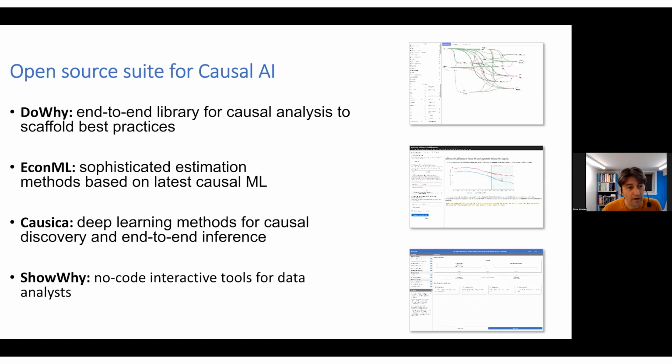In addition to DoWhy, our suite consists of several other libraries and tools. The EconML library is focused on the latest causal ML approaches for sophisticated estimation methods. Causica is a library that provides deep learning methods for causal discovery and end-to-end inference. And then a new tool called ShowWhy provides a no-code interface atop these libraries to make it easier for people to use these approaches without having to code in Python.